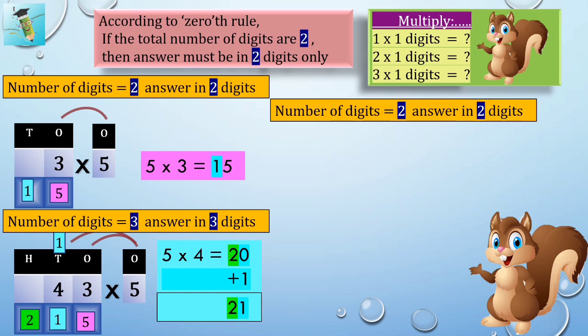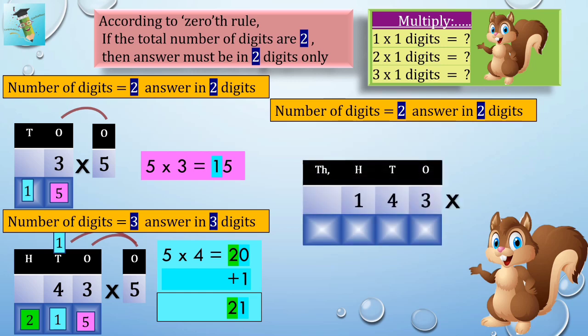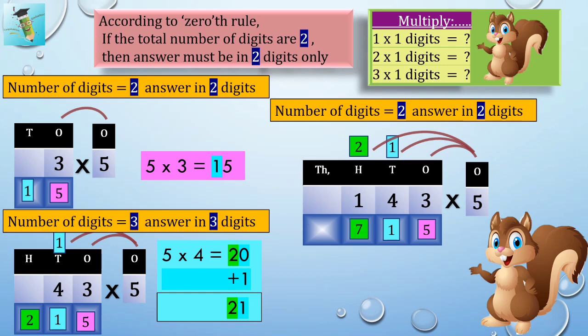Then come to the 3 digits into 1 digit. That means surely we get an answer of 4 digits. Good. So 5 threes are once again 15, and here 5 fours are 20. 20 plus 1, 21. I entered it in the proper place value, ma'am. Then 5 ones are 5, 6, 7. See, its answer ended in 3 digits, isn't it? Why? Because according to the zeroth rule, we must enter 0 here. That means here we said 5 ones are 5; there we take it as 05. So there a 0 will come. Okay? Good.